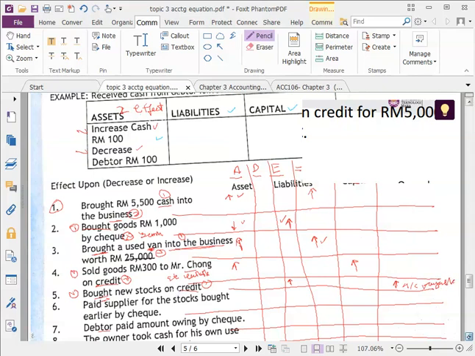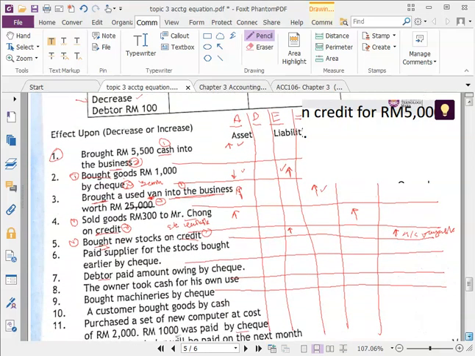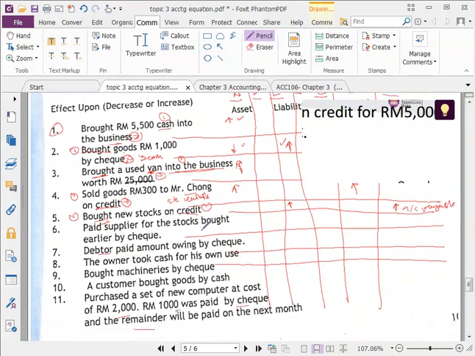Okay, number 6. Paid supplier for the stock bought earlier by check. Okay, so the keyword here is paid supplier. And then the business or the owner paid by check. What is the effect to the element? What element? Very good. Asset cash and asset bank is decreased.